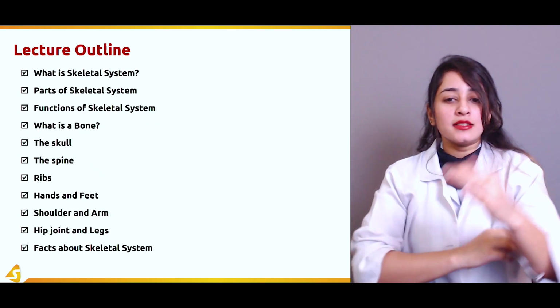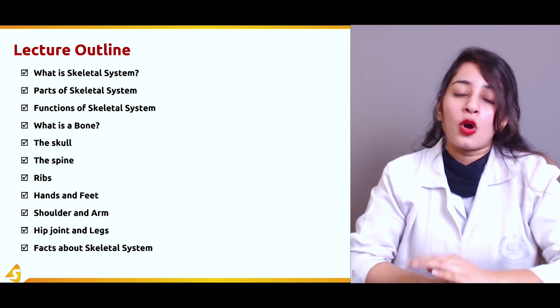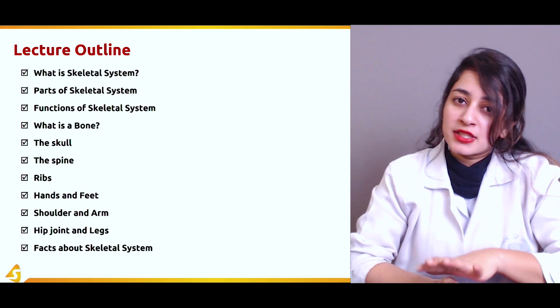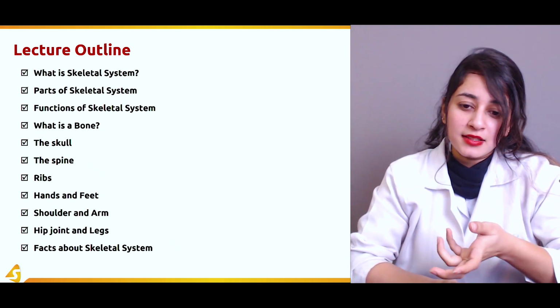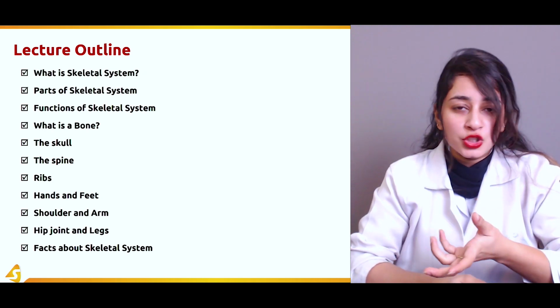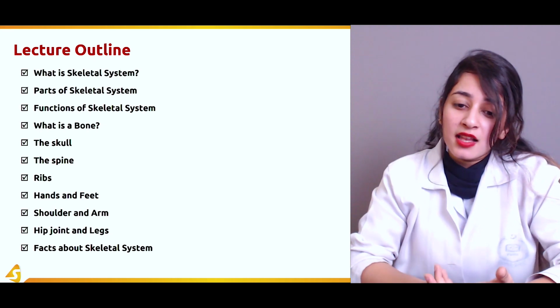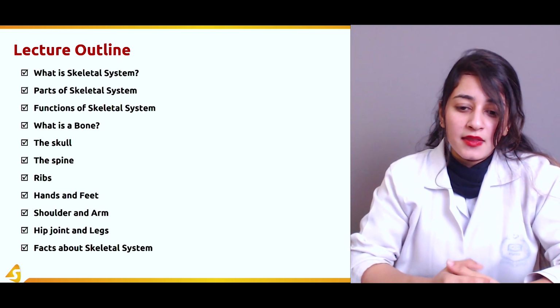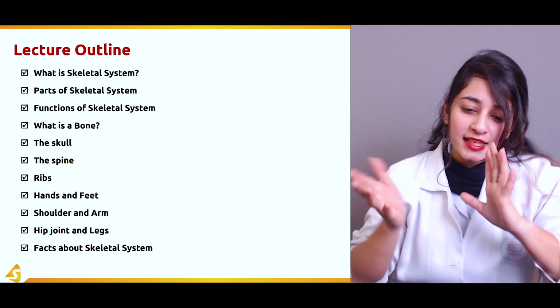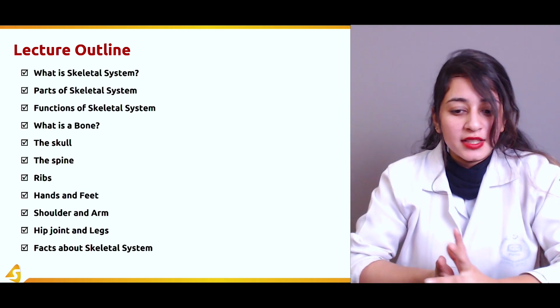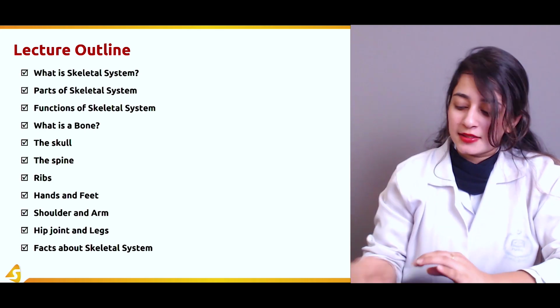So we have discussed our topics. We have discussed the skeletal system, then the parts of the skeletal system, and functions. I've told you the six functions, what is bone, and about skull, spine, ribs, and then we have discussed hands and feet, shoulder and arm, hip joint and legs. I've told you a few facts about the skeletal system.